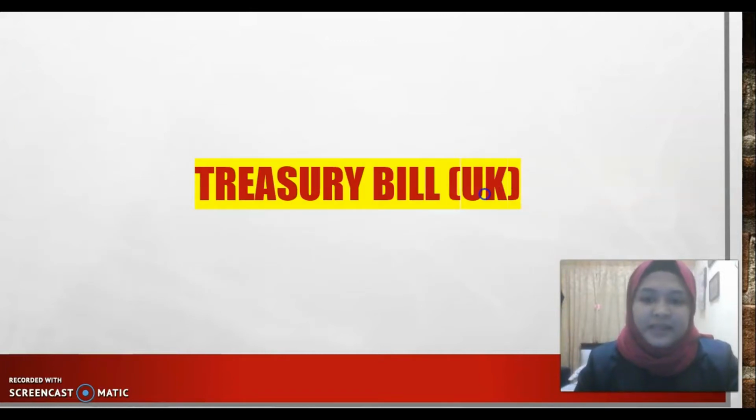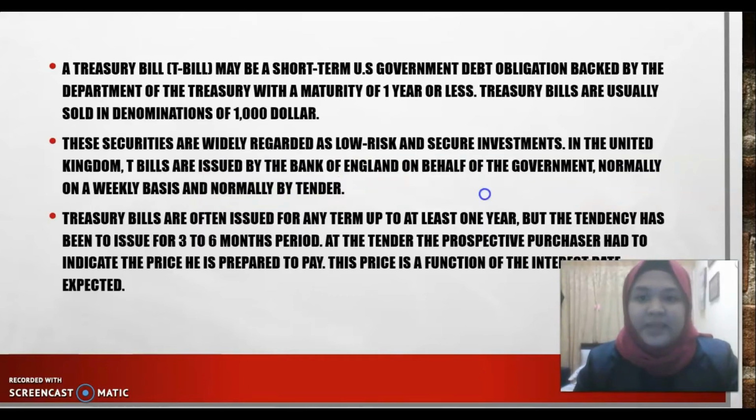Next, the second instrument is the Treasury bill in the UK. A Treasury bill, or T-bill, is a short-term government debt obligation backed by the Department of the Treasury with a maturity of 1 year or less. Treasury bills are usually sold in denominations of $1,000. These securities are widely regarded as a low-risk and secure investment.